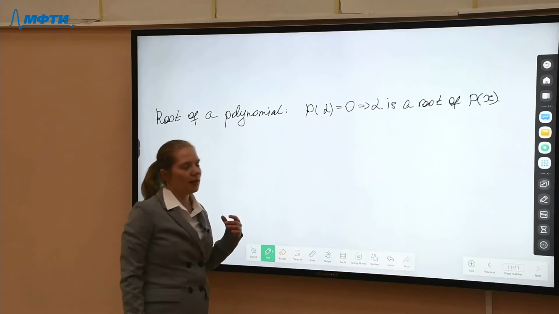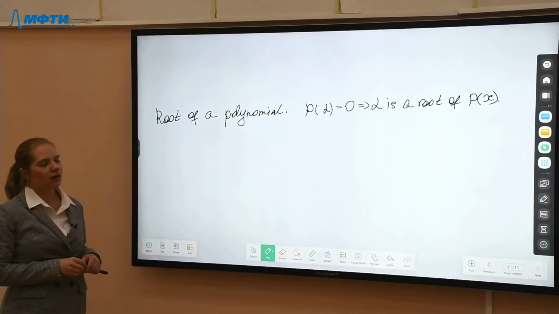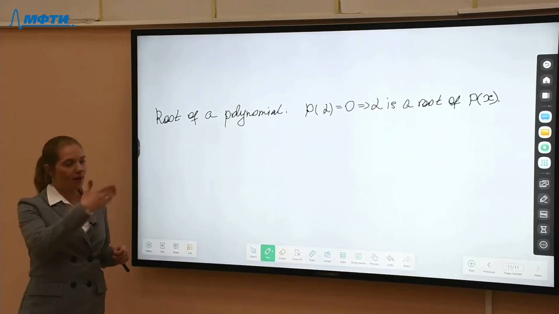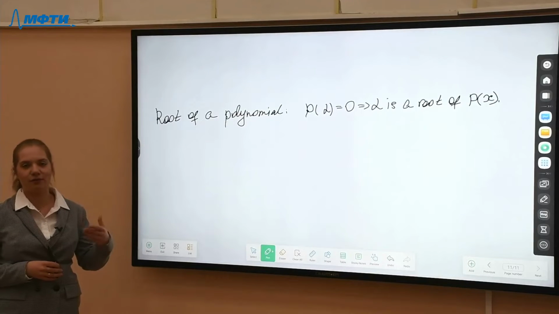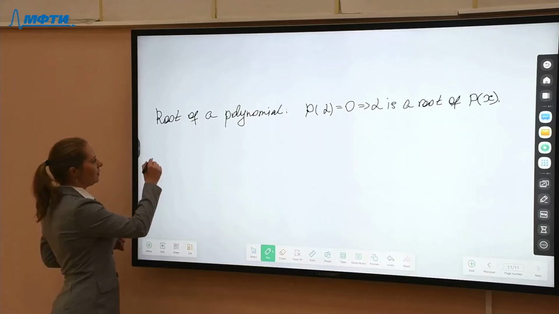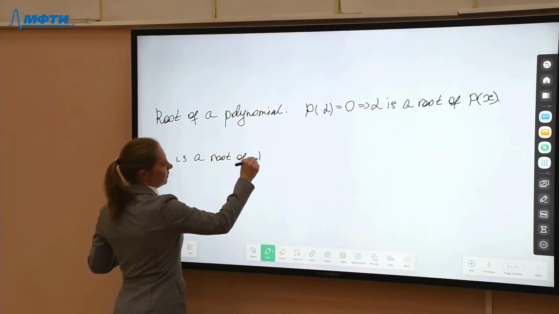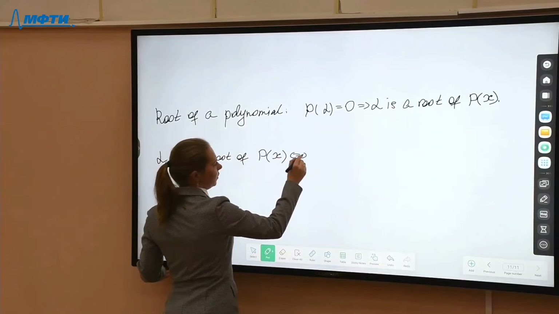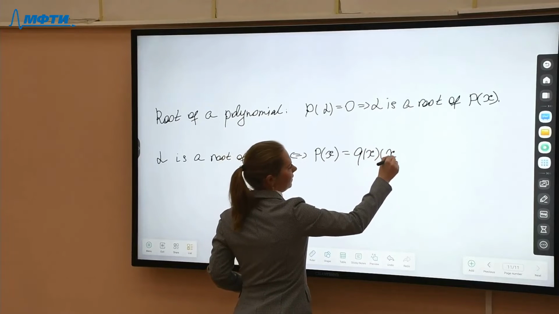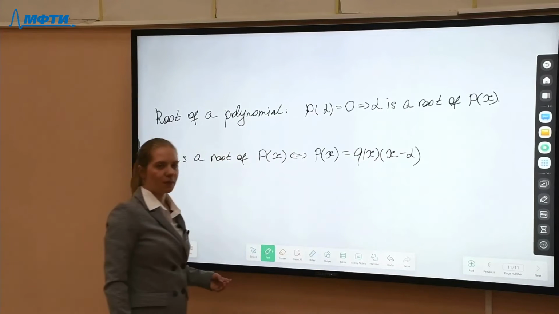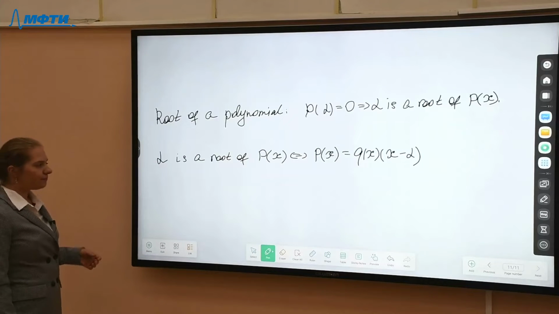So using the Bezout theorem, for example, we can say that alpha is the root of polynomial p of x if and only if, by the definition, p of alpha is 0, and also if and only if we can say that p of x is a polynomial q of x times x minus alpha, because the remainder must be 0 here. Okay.